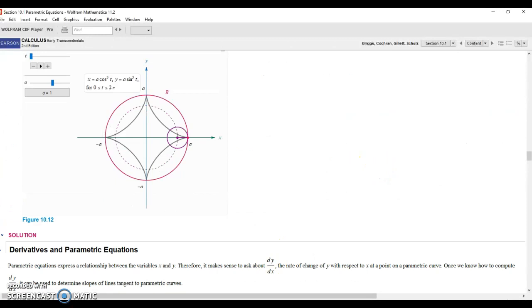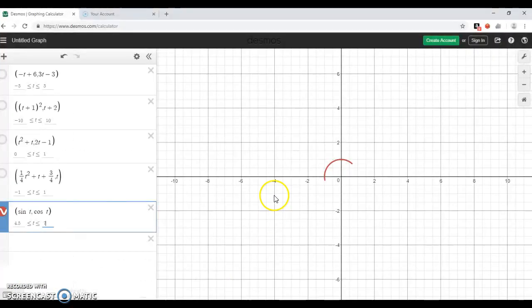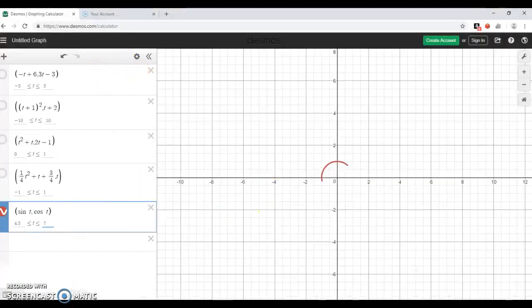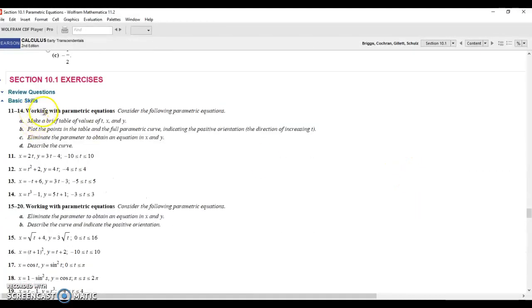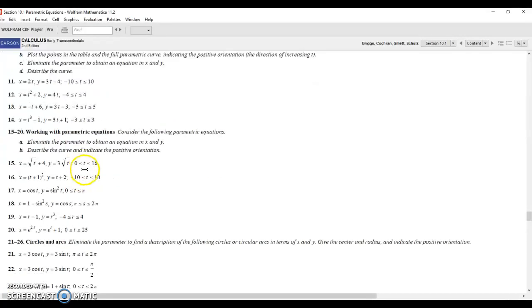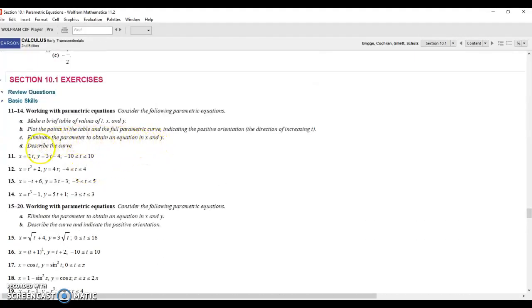Okay, the next thing that we're going to do is take a look at problem number 13. So here we're working with parametric equations. They ask us to make a table of values of t, x, and y, then plot the points in the full parametric curve. So that is like letting t go from minus infinity to infinity. Then they want us to eliminate the parameter to get an equation in x and y. That's the thing you can't always do, although you probably can do it on most of the problems in the book here. And then describe the curve.